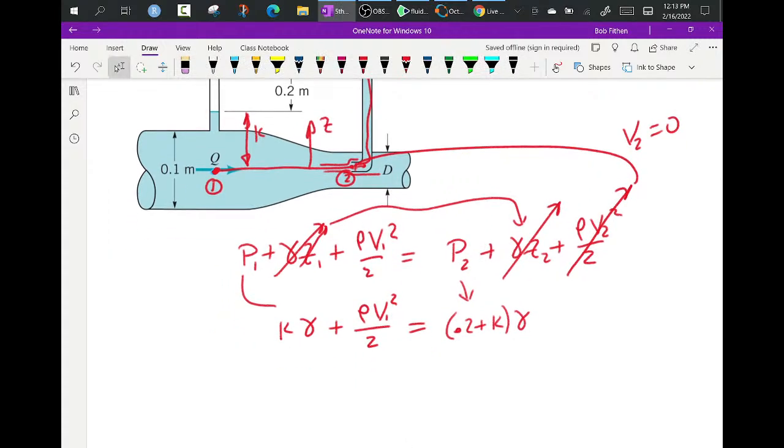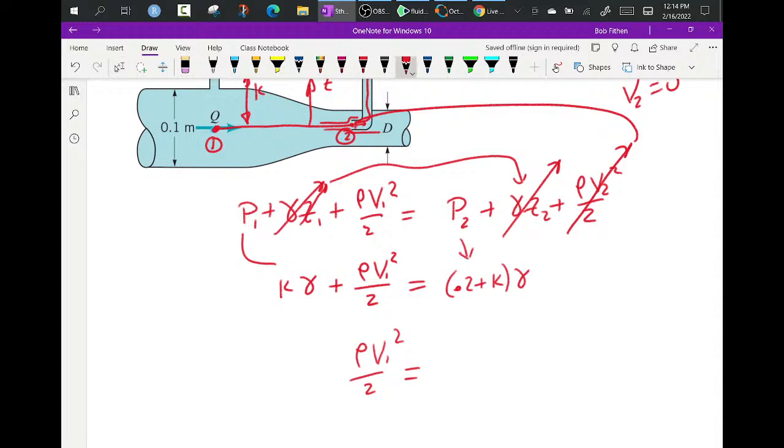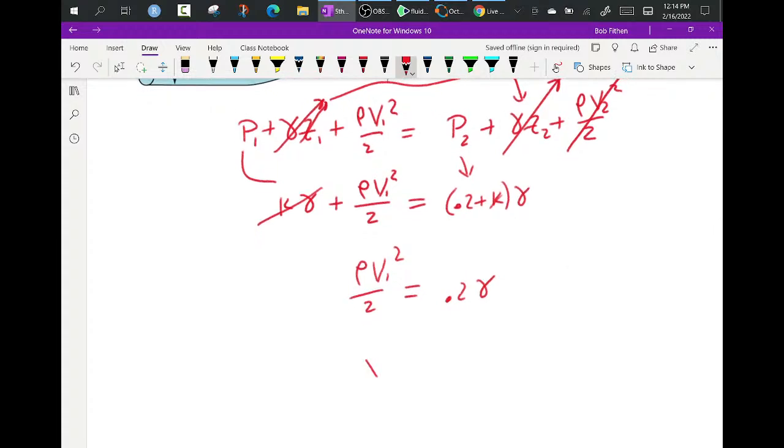Now, there is only V1. Okay, so this can cancel out. Rho V1 squared over 2 is equal to, now take this out, and that'll take this out, you'll get 0.2 gamma. And then you could say V1 is equal to the square root of 0.2 times gamma, another 2, over rho.